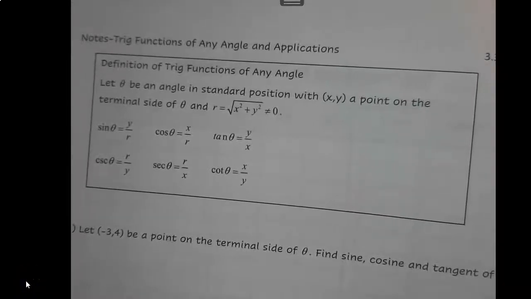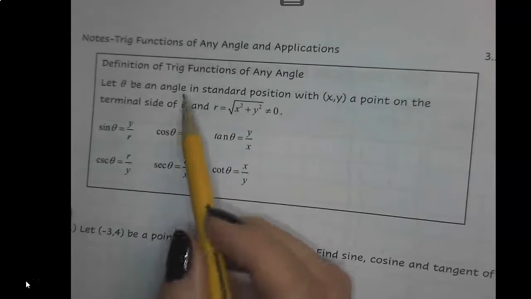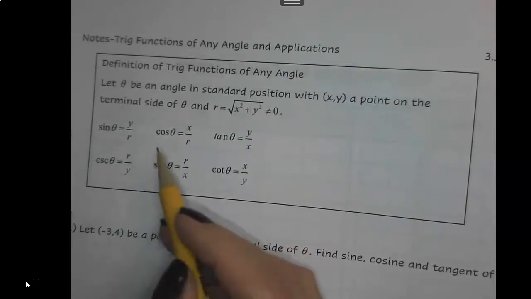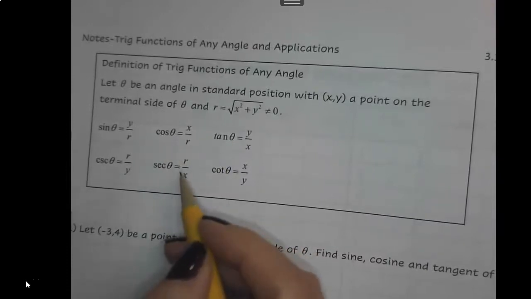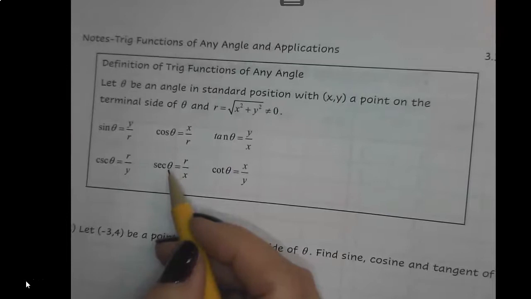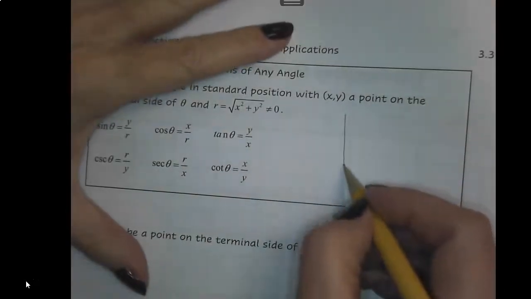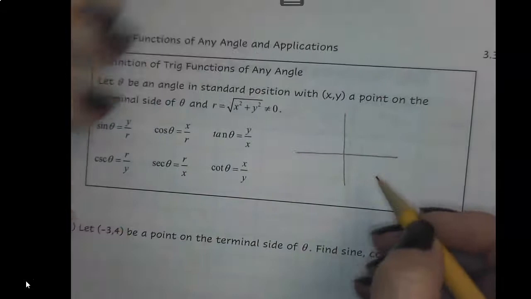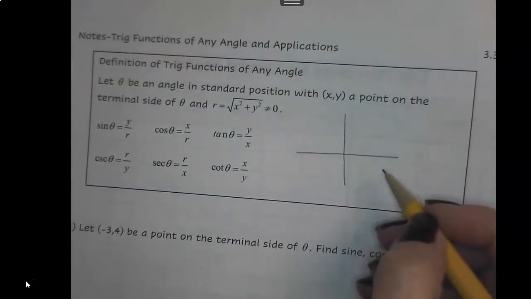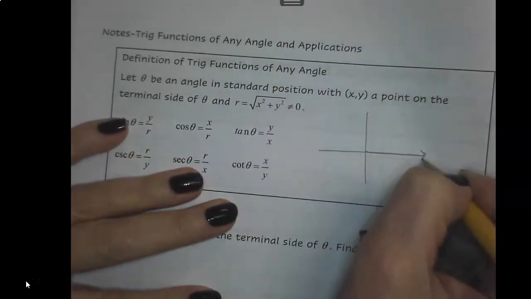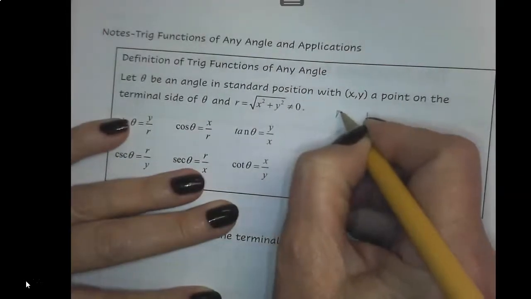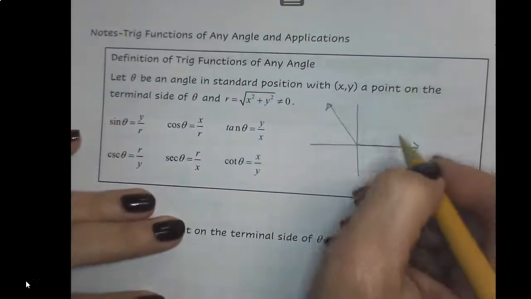Today we're going to talk a little bit about trig functions of any angle and then a few applications. What we're going to move off of is our sine, opposite over hypotenuse, etc. We're going to move to a coordinate plane, and we're going to talk about an angle in standard position. I'm going to go ahead and draw my angle. So here's my initial side, here's my terminal side, and here's my theta.